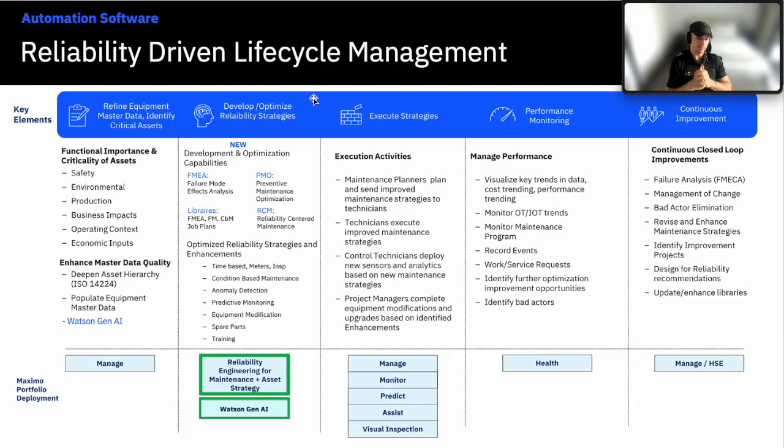Predictive monitoring, spare parts. So these are the level of strategies that using these two components down below within Maximo will help you to do so in 90% less of the time. These are the two things we're going to be demonstrating today: reliability strategies as well as the Gen AI capabilities.